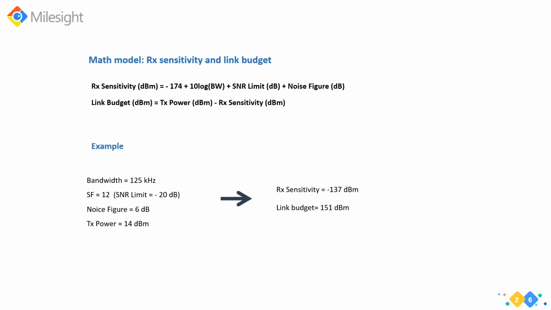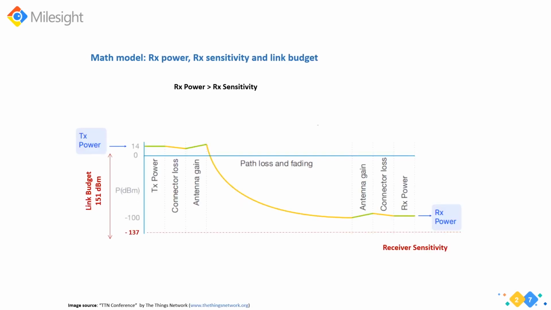Well, here is the answer. You can double check with your own calculation. The receiver sensitivity is minus 137 dBm, and the link budget equals 151 dBm. So here, if we look at this picture, you have the transmit power on the top left, which is 14 dBm, and you have the receiver sensitivity of minus 137. That's lower than the received power here. And that gives you a link budget of 151 dBm.